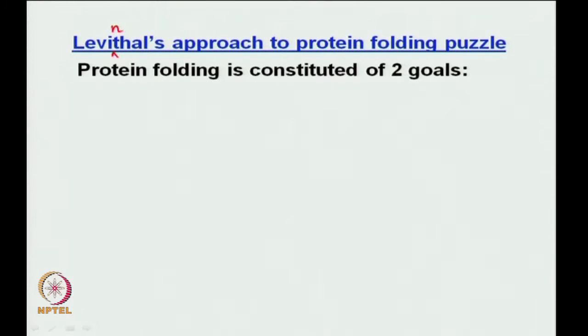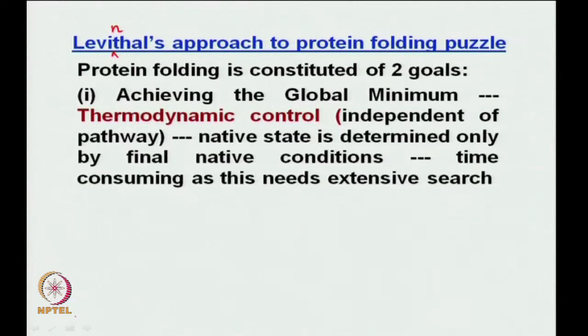So, Levinthal's approach was twofold. Now, this is how he is trying to solve this folding problem. The first is achieving the global minimum. We know that the native state is the most stable one, right. So, that means the first one is of thermodynamic control. It does not matter what pathway the protein follows. What only matters is the initial state and the final state, because these are state functions. As long as they reach the final native state, I am fine, I am happy.